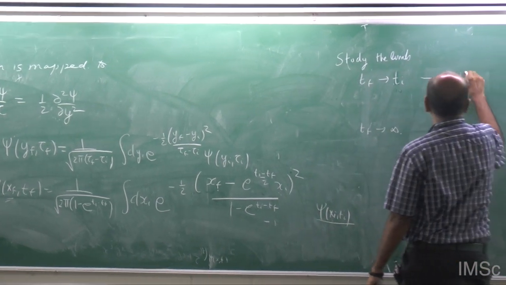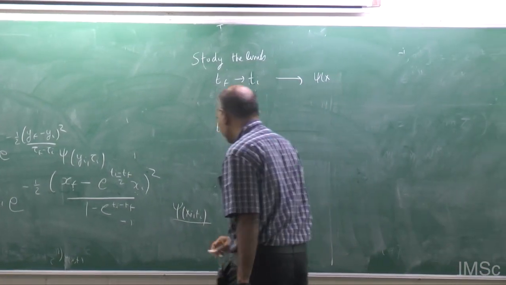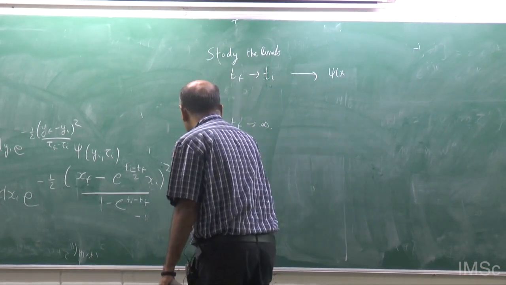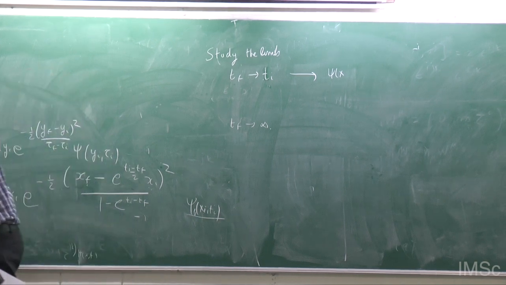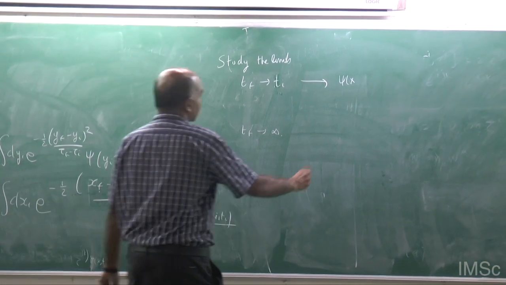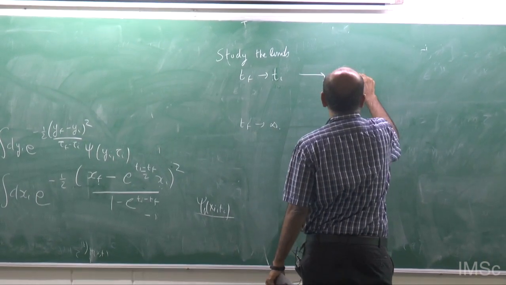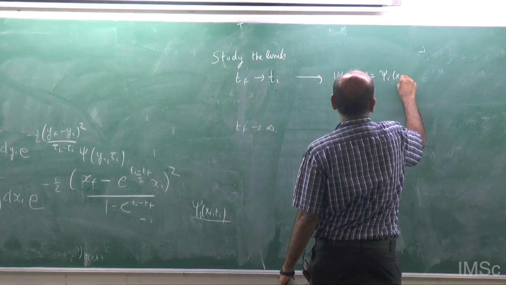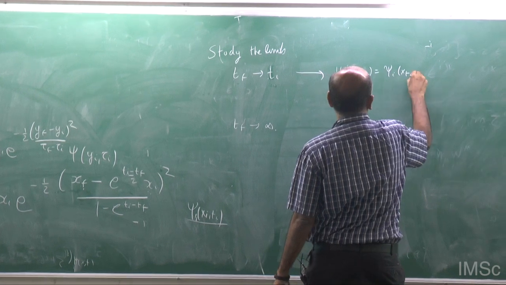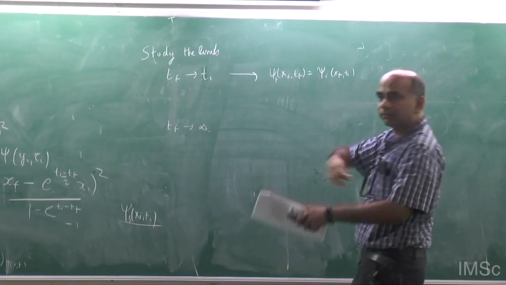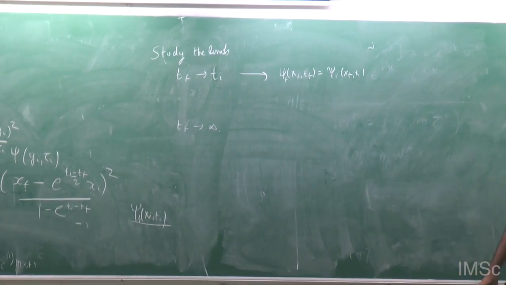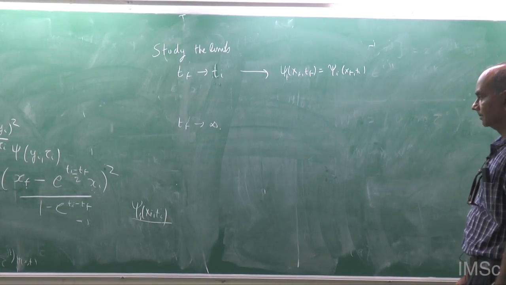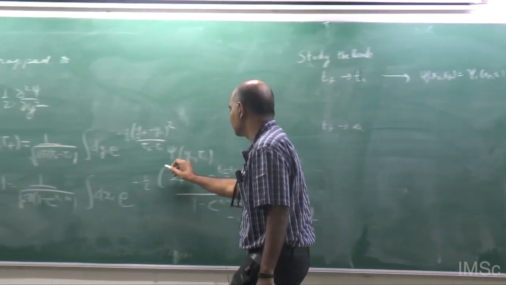So psi xf tf, maybe I should call this the initial wave function, this is the final wave function. So psi of x at ti is exactly the same wave function, the form is the same. Sorry, the 1 minus exponent. This whole thing is an exponent.